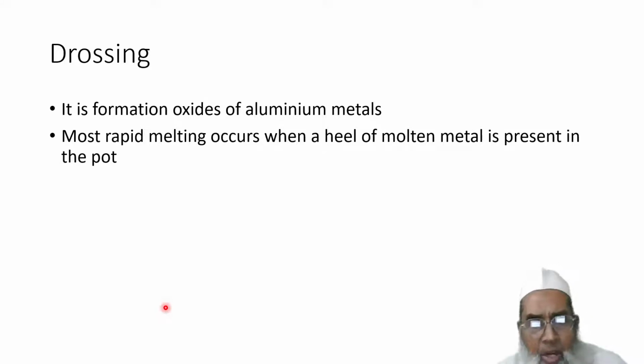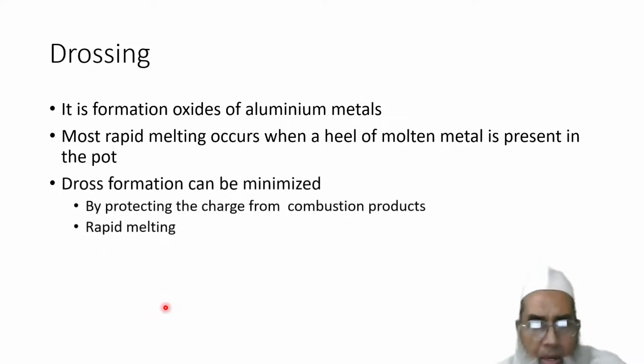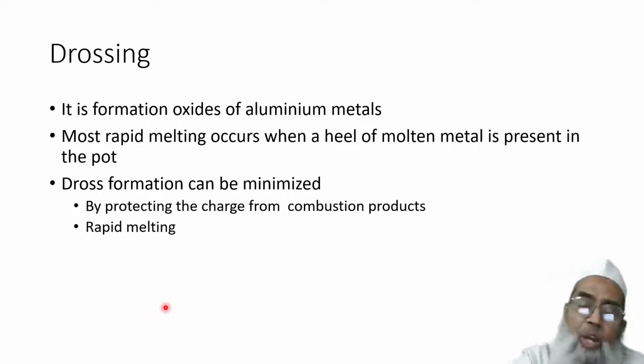Now, rapid melting occurs when a heel of metal, a small amount of metal, is there in the pot. When we melt it, it has been observed that the melting is rapid. Dross formation can be minimized by protecting the charge from combustion products, because these combustion products may have water vapor which may react with the molten metal and form dross. Rapid melting will also help us avoid dross formation.